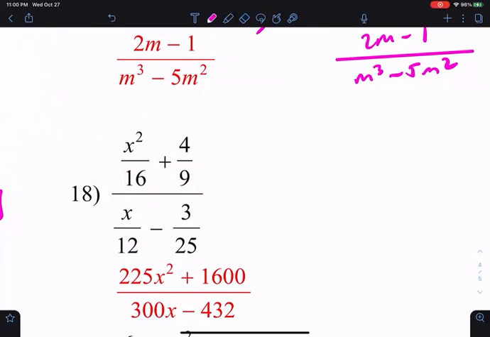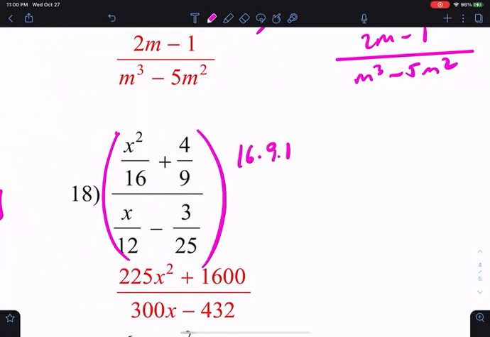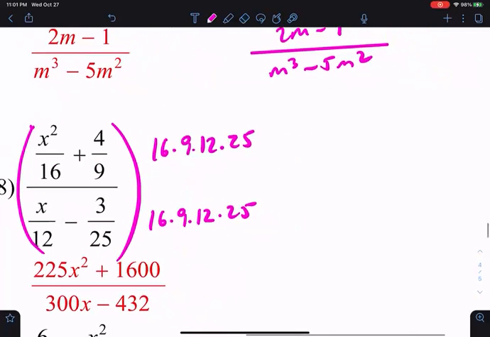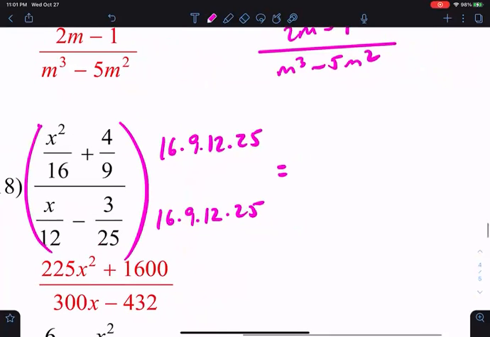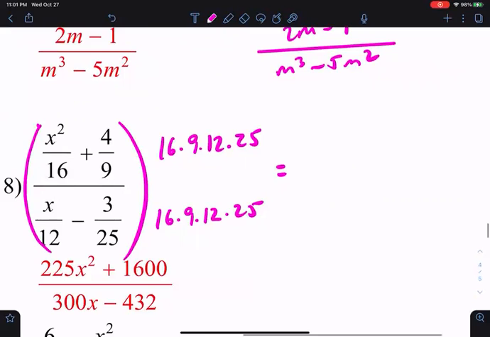I cannot do the same as I was doing before. However, I have an idea. You're going to multiply everything by 16 times 9 times 12 times 25. You will see how this works. So if you do that, that's basically your common denominator, all those numbers multiplied together. If I multiply those numbers together, I'm going to stay here until tomorrow, right? I'm not doing that.